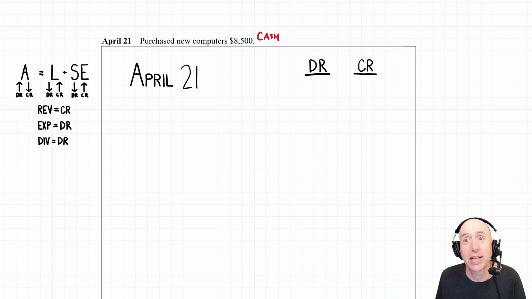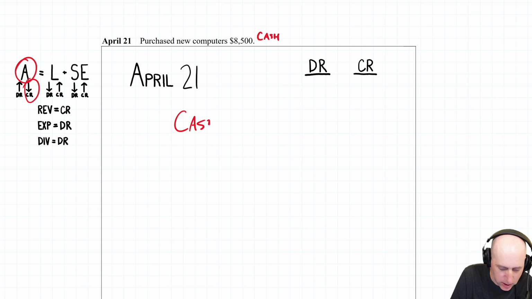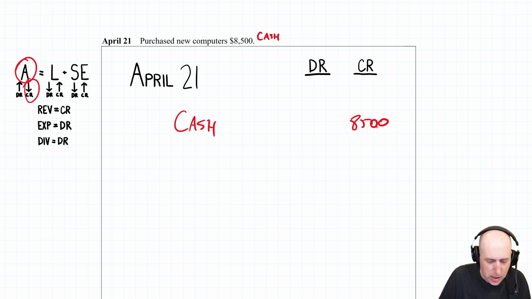Did cash change hands? Yes. Is our cash going up or down? It's going down. Our cash is decreasing. Cash is an asset. It's decreasing. We credit cash. What about the other side of this?